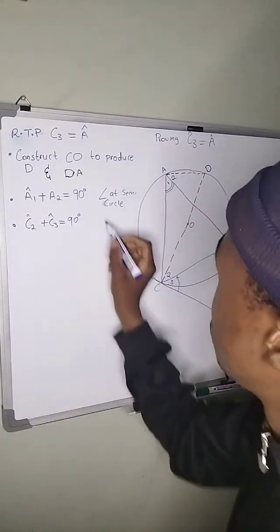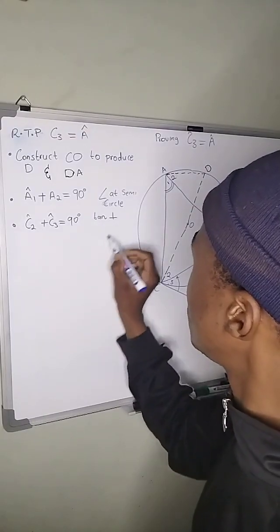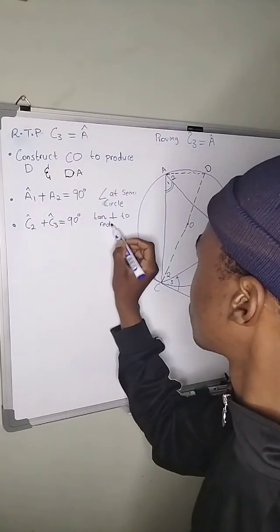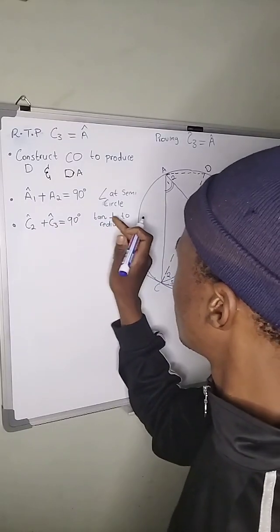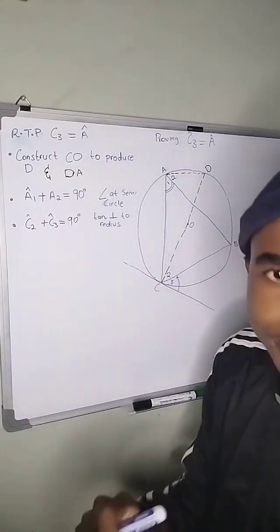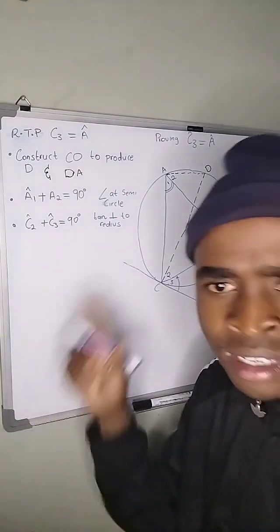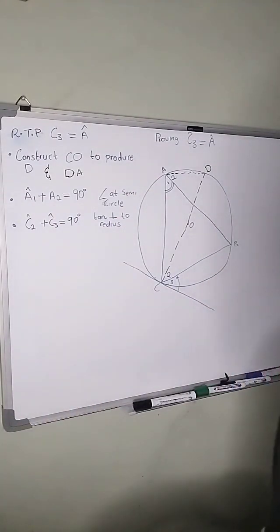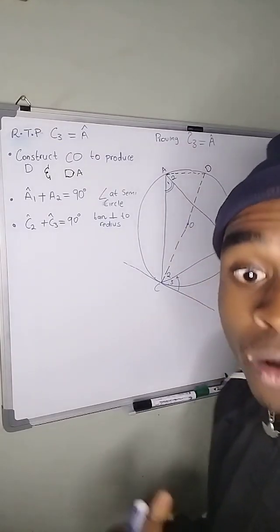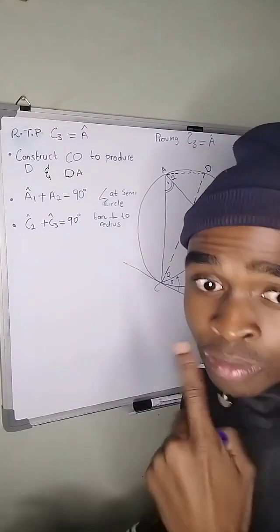This is going to be what? Tangent perpendicular to radius. Guys, some people will write "pep". I don't understand that one. This is the good reason to use it. Tangent perpendicular to the radius, or tangent perpendicular to the diameter, depending on the formula sheet.